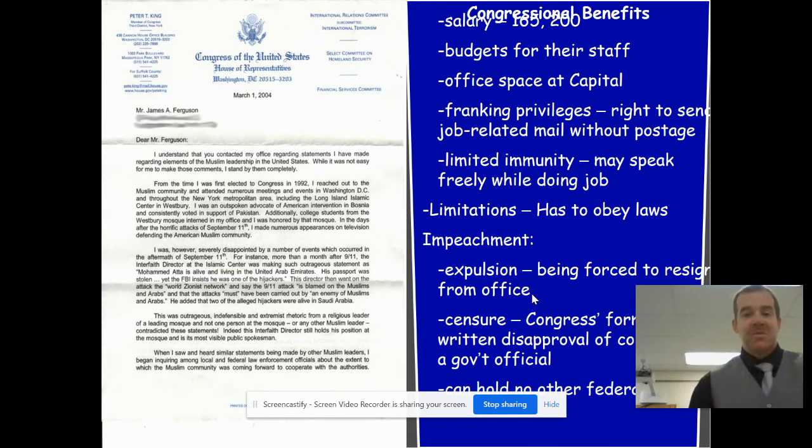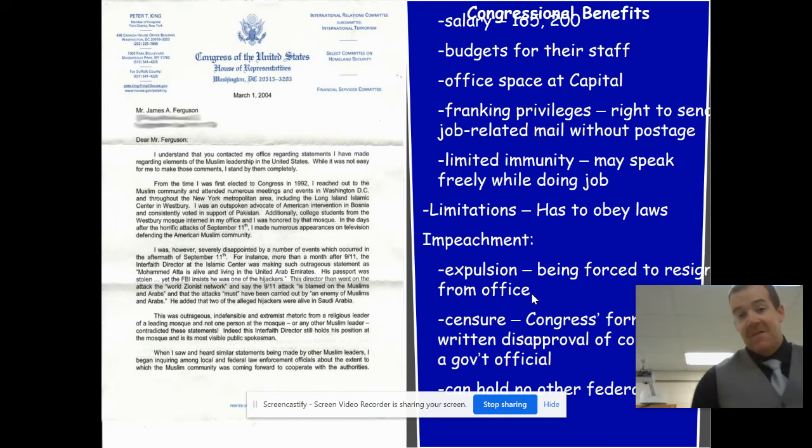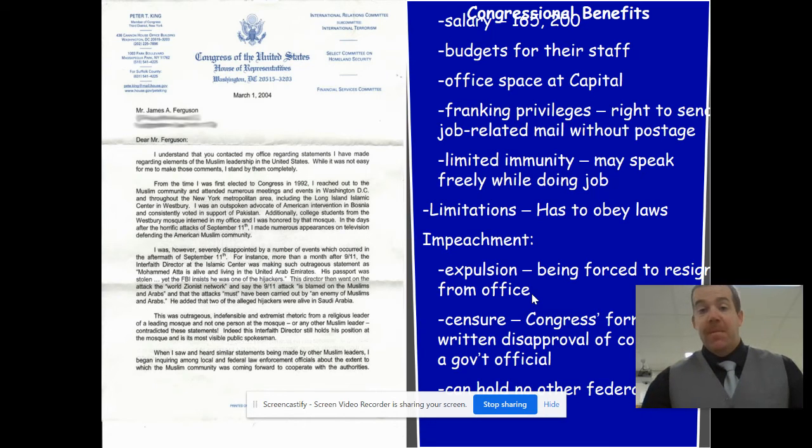So these are some of the benefits that people in Congress get. They get paid, obviously. They get space at the Capitol, so they get an office. They get what's called a franking privilege, which means the right to send job-related mail without a postage cost. Limitations: they have to obey laws. Okay, we all should do that. All right, let's be honest.